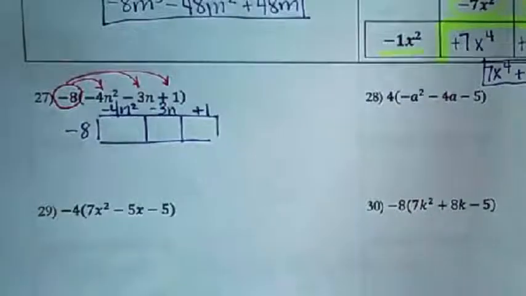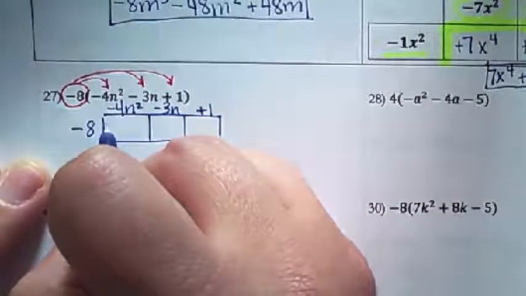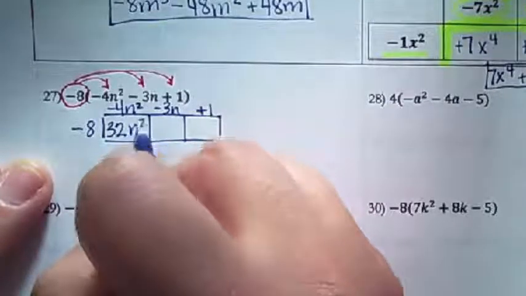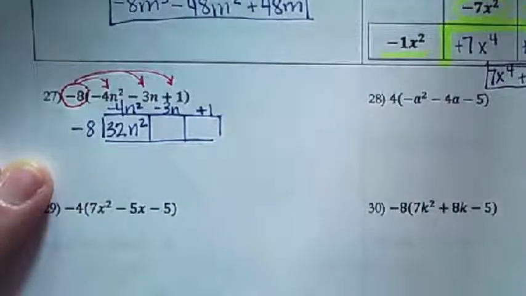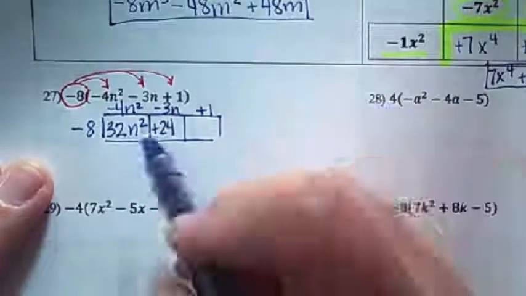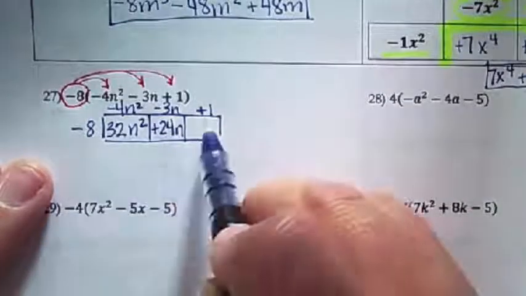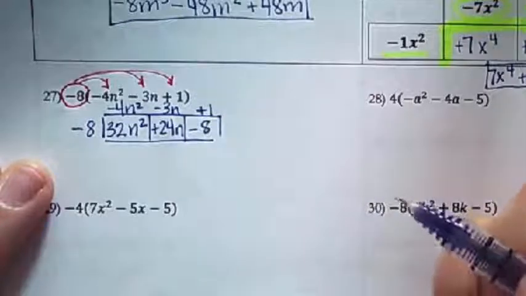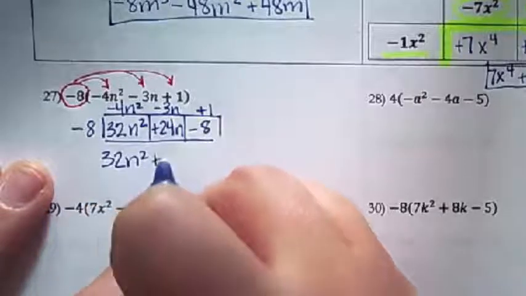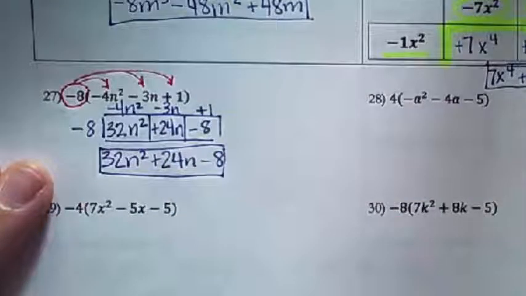So I'm going to go through and do my multiplication. Negative 8 times negative 4 is positive 32. And there is no variable here, so this n squared is just going to stay n squared because there's nothing being multiplied by it. Now, negative 8 times negative 3 gives me positive 24. Nothing to multiply by the n, so it stays n. Negative 8 times positive 1 gives me negative 8. Now that the multiplication is done, I can take it out of the box. And I have 32n squared plus 24n minus 8, and that is my final answer, so I'm going to box it up. Let's do another one.